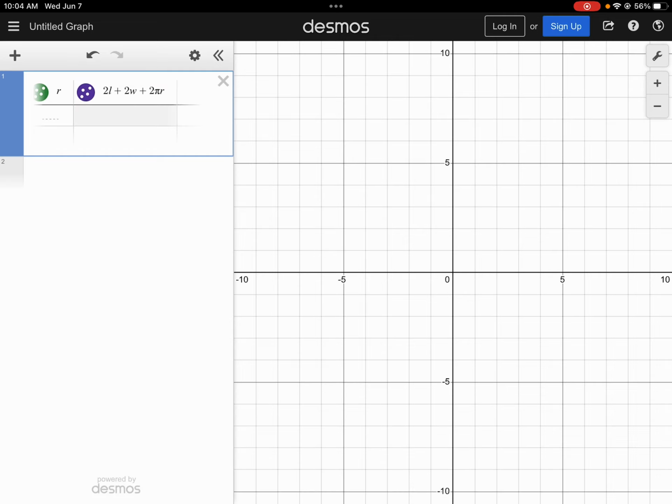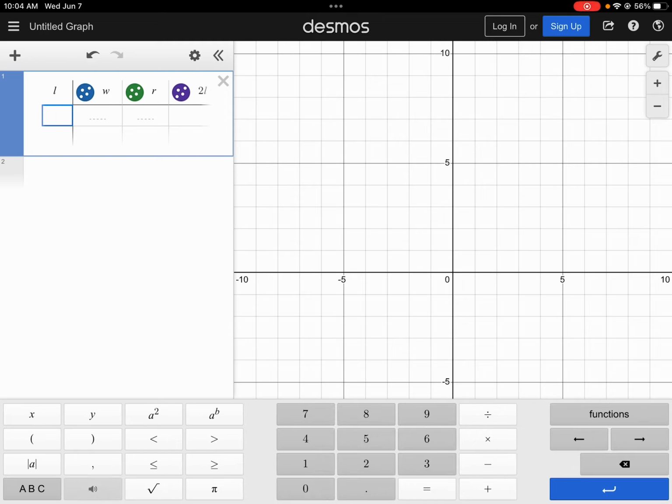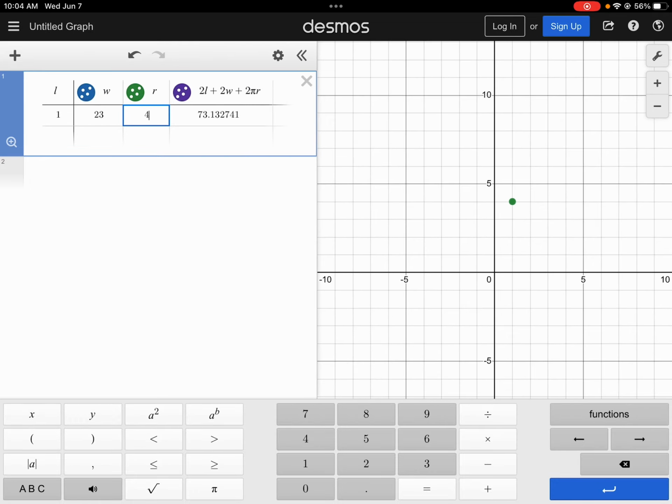Let me see here. I want to get back to the beginning. So I want to use the digits 1 through 6. So let's go like 1 for my length, 23 for my width, and 4 for my radius. So when I do that, I get 73. And I could do some switching around. Let's say if I put 4 for my length, 32 for my width, and 1 for my radius, notice that's slightly bigger.